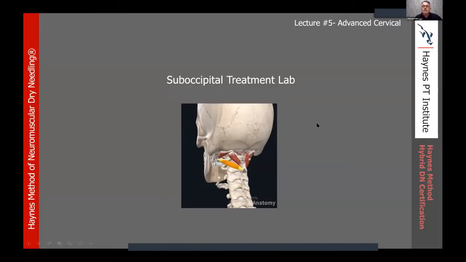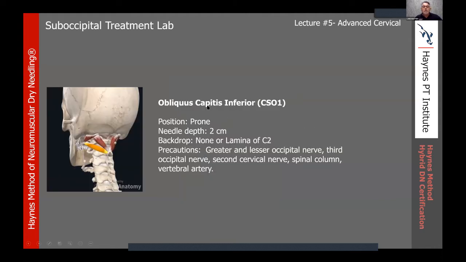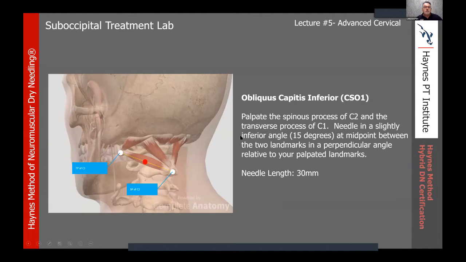So moving to the treatment lab. For obliquus capitis inferior, the patient is going to be in the prone position. Here we're going to palpate the spinous process of C2 and then the transverse process of C1. We're going to needle in a slightly inferior angle, maybe just 15 degrees, at the midpoint between those two landmarks, perpendicular to the skin, basically at that point midway between the spinous process of C2 and the transverse process of C1.